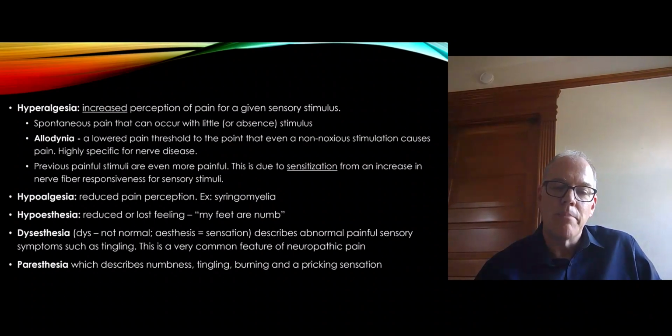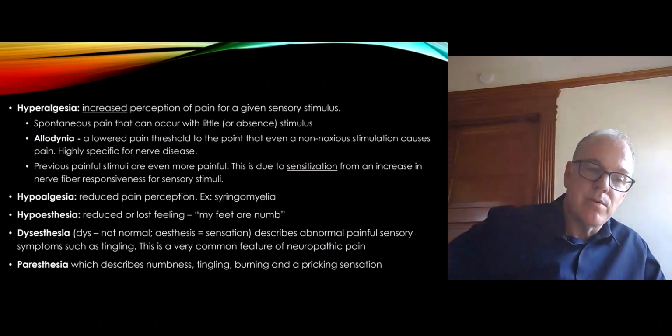So numbness, again, neuropathy, which we'll talk about. Patients will say, my feet are numb. And they'll say when they take their shoes and socks off and put their feet on maybe a cold floor, they can't sense that it's cold. So that would be an example of hypoesthesia.